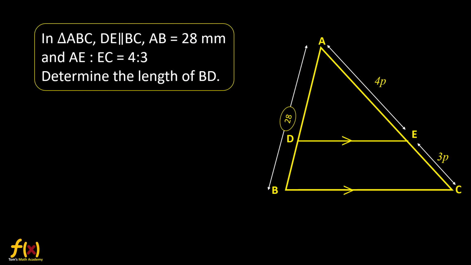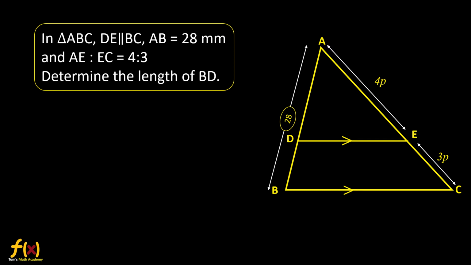In triangle ABC, DE is parallel to BC, AB is equal to 28 cm, AE is to EC is 4:3. Determine the length of BD. This is a basic question just to explain how we calculate the unknown sides of the triangle.